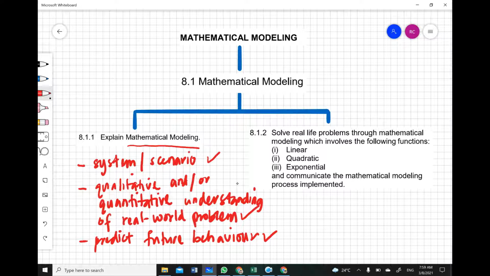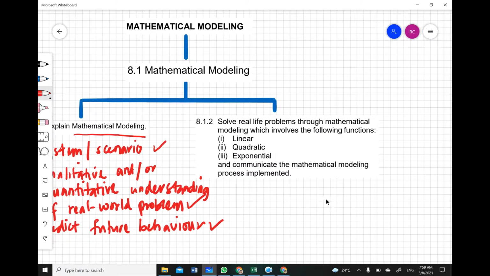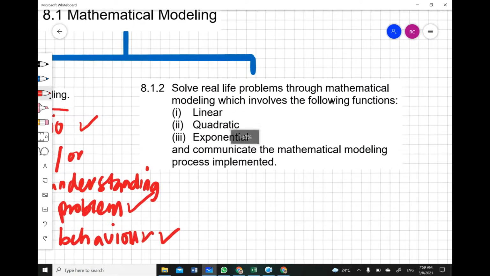Okay, so we continue on 8.1.2. Today, this is what we are going to learn. Solve real life problem through mathematical modeling, which involve the following functions. First one, linear function, and then quadratic function. These two you have learned. And the next one is exponential. And communicate the mathematical modeling process implemented.